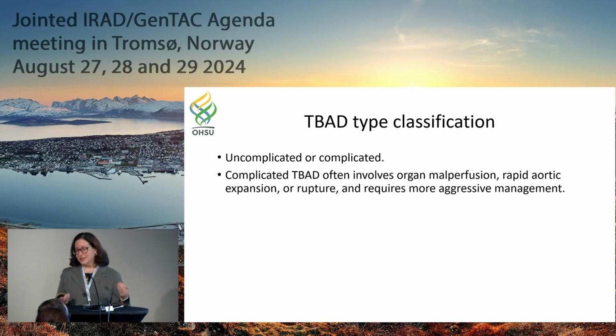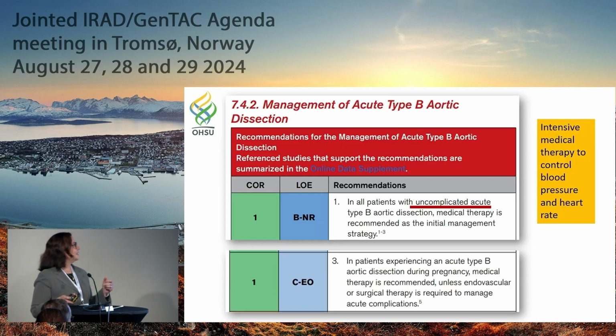Is there such a thing as an uncomplicated type B versus complicated type B? For simplicity, what we are saying is a complicated type B has organ malperfusion or has rupture. So it's badness that is manifesting in real time early on versus, quote unquote, uncomplicated. Based on that, the guidelines say that medical management is still the first line of therapy.